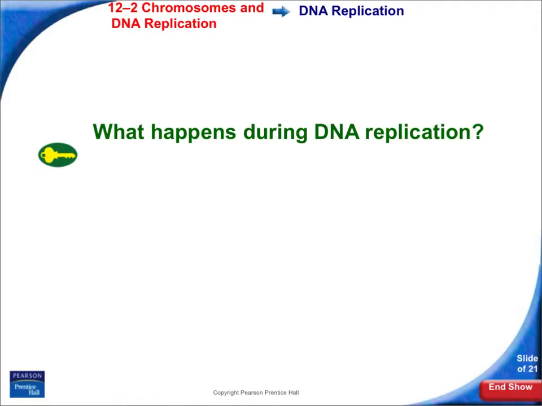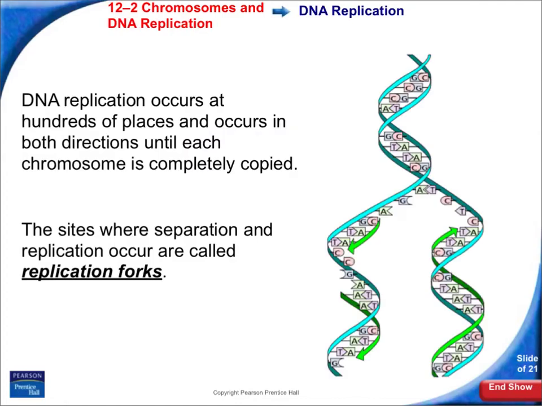So remember that during interphase of the cell cycle, in particular the S phase, the DNA is going to be copied so that by the end of mitosis or meiosis, we will have a full set of chromosomes. And so now we're going to talk about that process of DNA replication.